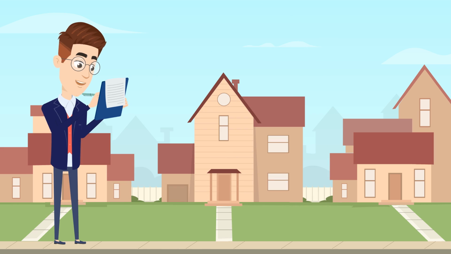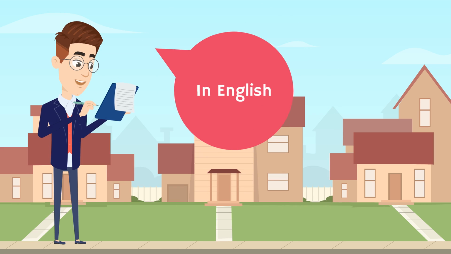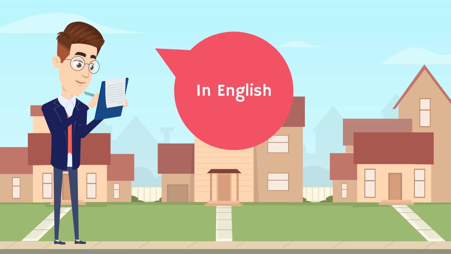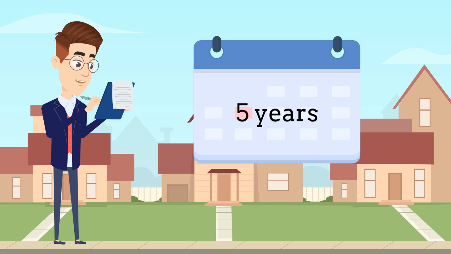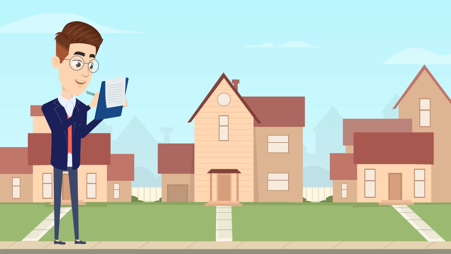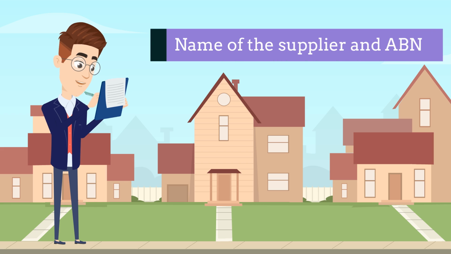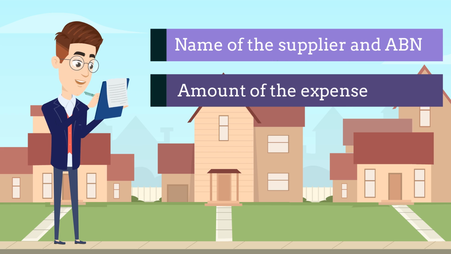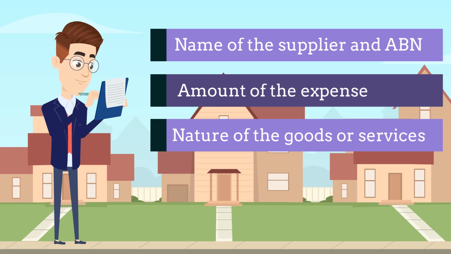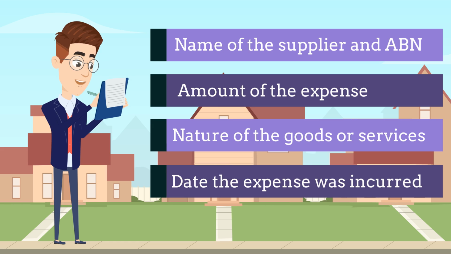You must keep written records that are in English, or readily translated to English, for any income and expenses associated with renting out your property. The record should be kept for at least 5 years from the later of either your income tax return lodgement date or 31st of October of the relevant financial year that the expense was incurred. The written record should include details concerning the name of the supplier and their Australian business number, amount of the expense, nature of the goods or services and date the expense was incurred as well as the date of the document.